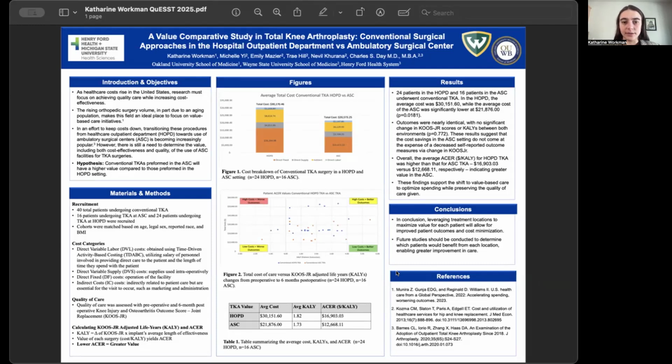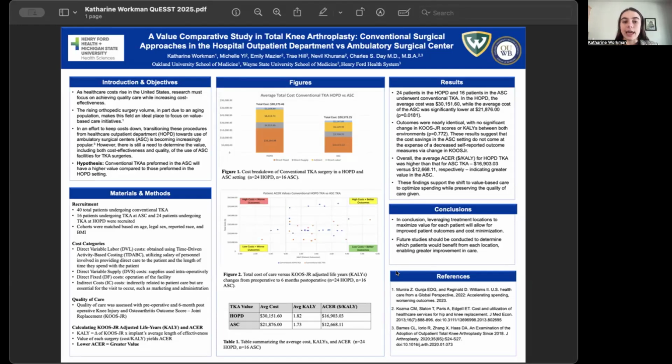So for our first figure here, I have a breakdown of, in that first column, the HOPD total cost versus the ASC total cost. Now, this is where we found our statistically significant difference between these two locations. So cost at the HOPD, you can see on average was $30,000, whereas for the ASC, it's $20,000. So there is a statistically significant cost difference between these two options, with the ASC being the cheaper option.